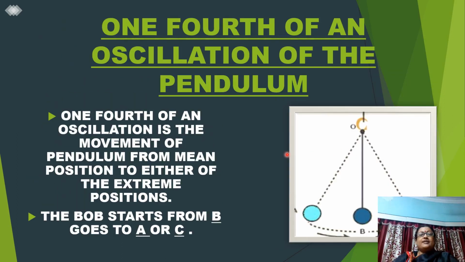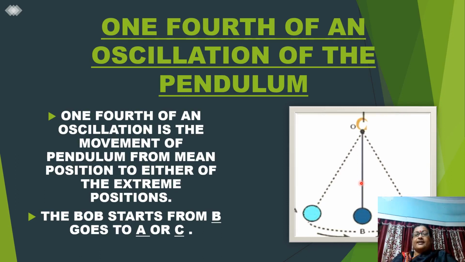Okay. Now let's go on to the next term, which is related to the same oscillation. What is 1/4 of an oscillation of the pendulum? What is 1/4? Now let's read. 1/4 of an oscillation is the movement of the pendulum from the mean to either of the extreme positions. That means one fourth of an oscillation, a quarter part of an oscillation, what is it?